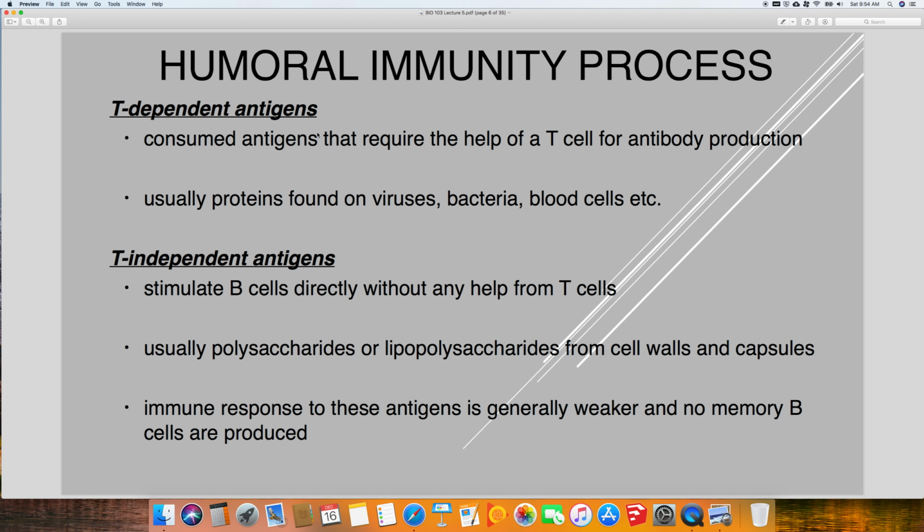So we talked about the difference between T-dependent and T-independent antigens. The big takeaway: T-dependent antigens are antigens that require the help of a T cell in order to produce different types of antibodies. And these are typically proteins. T-independent antigens can stimulate B cells directly without help from a helper T cell. These are typically carbohydrates or lipids. The only problem here is the immune response is typically lower, and you don't have any memory B cells produced.